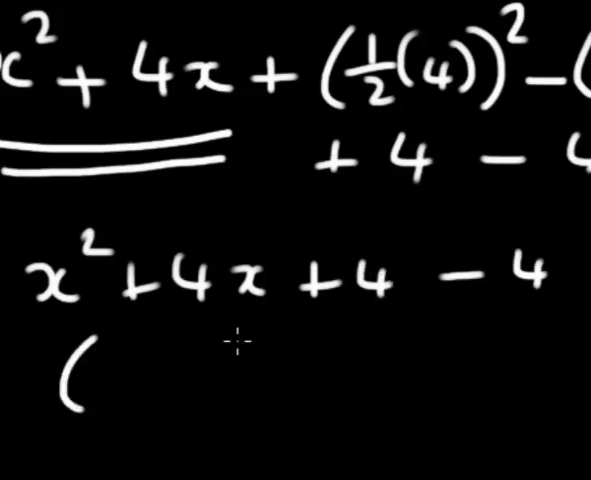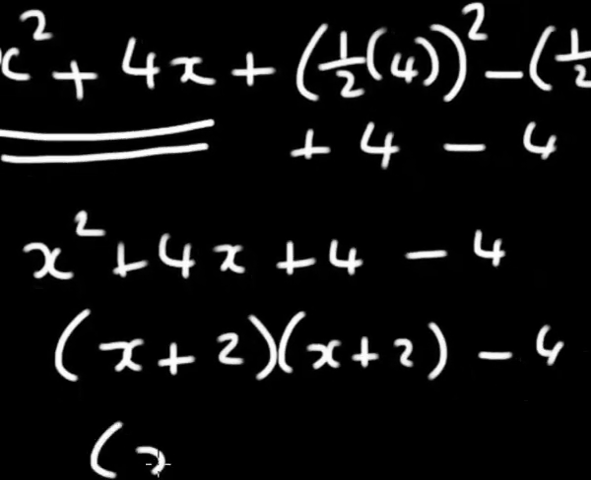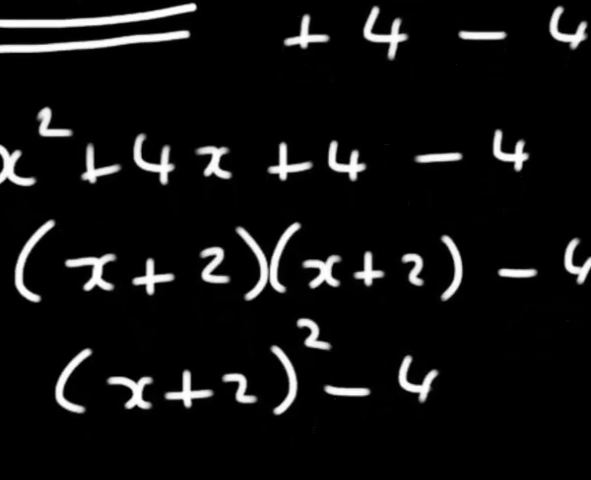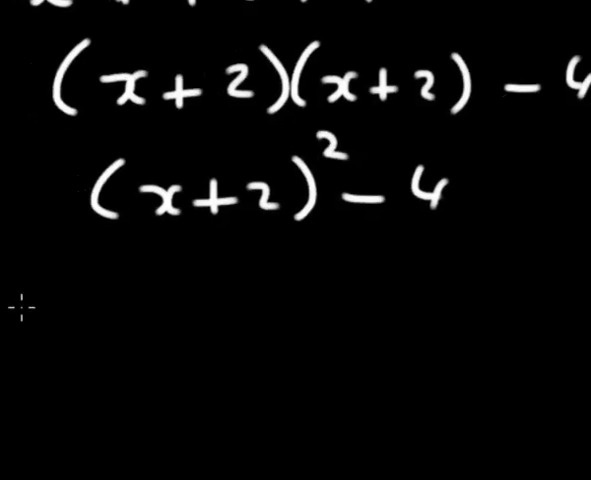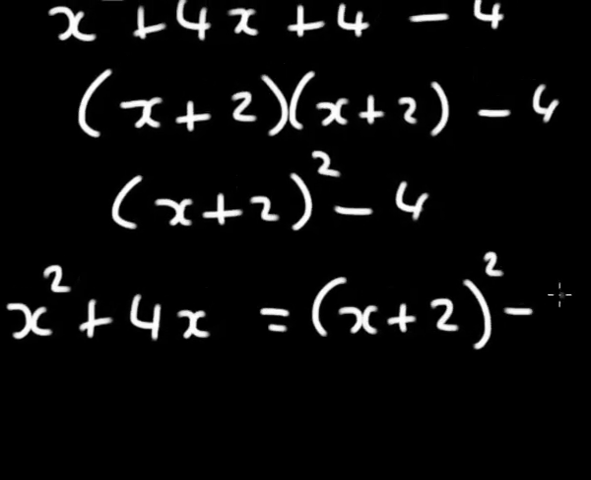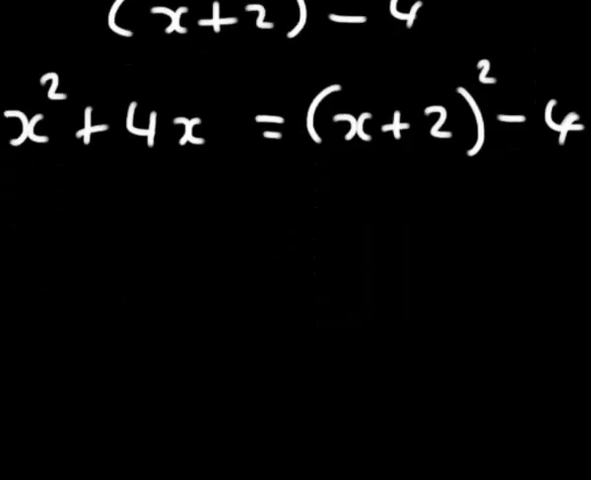Now the beautiful thing about this is that it's a perfect square as you factorize, and you've got x plus 2, all squared, minus 4. Now that is really the same as x squared plus 4x, because if you look at that, this is actually the same as this. And this version is called completing the square. If you look at it, x squared plus 4x plus 4 minus 4 cancels.